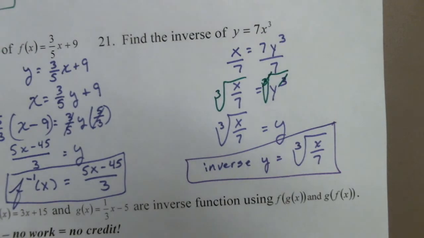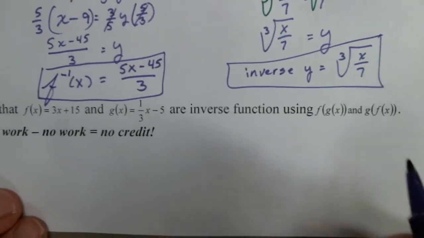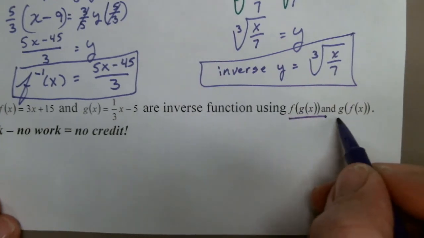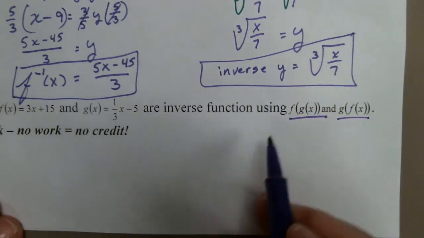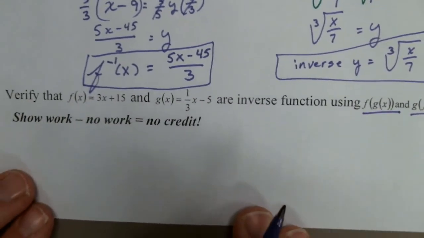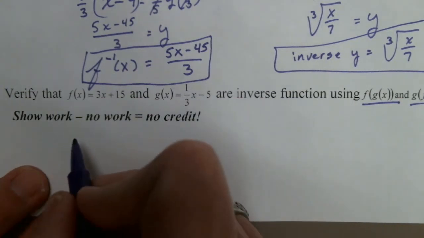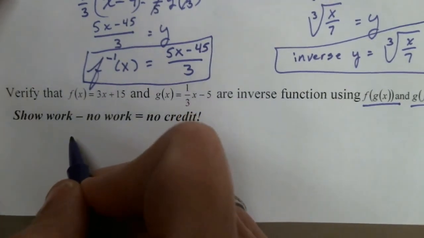Now, for number 22, we have to verify that these two functions are inverses. And it says to use f of g of x and g of f of x. We have to show that when we do both composite functions, we end up with x. Look at this. It says show work. If you have no work, you have no credit. That's true. If you don't show this on the test, you're not getting any points.